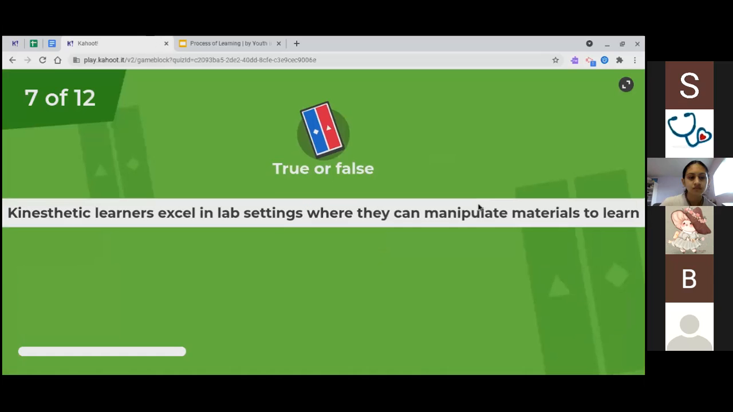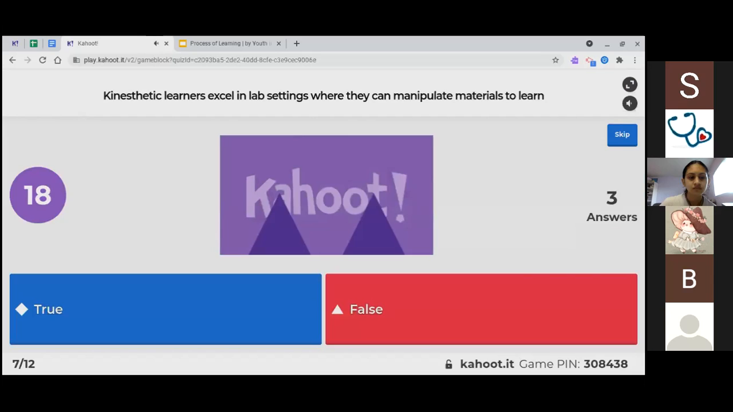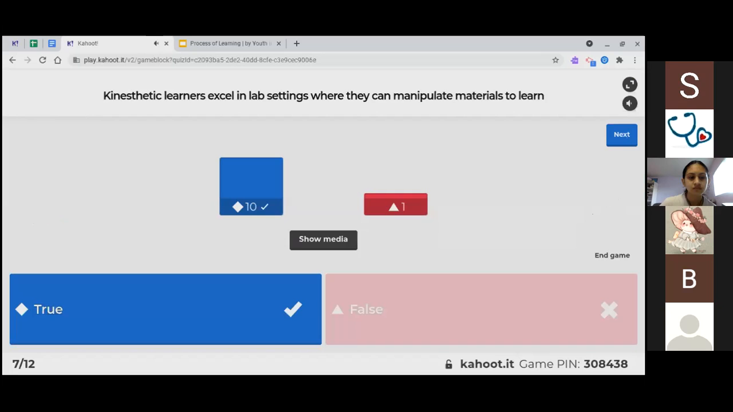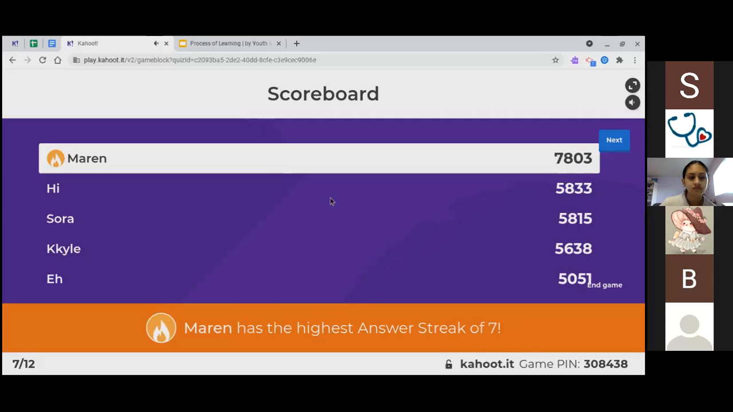Then our next question is a true or false question. Kinesthetic learners excel in lab settings where they can manipulate materials to learn. Is this true or false? Marin has a really strong lead.